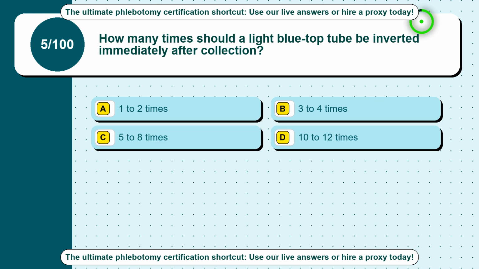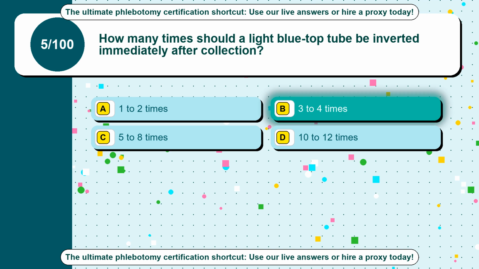Question 5. How many times should a light blue top tube be inverted immediately after collection? Option A. 1 to 2 times. Option B. 3 to 4 times. Option C. 5 to 8 times. Option D. 10 to 12 times.